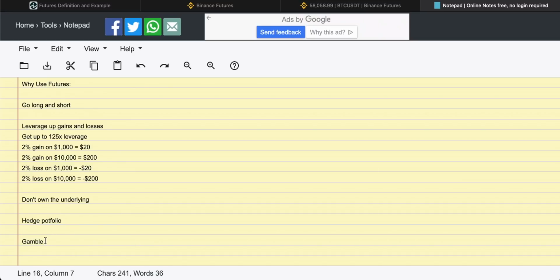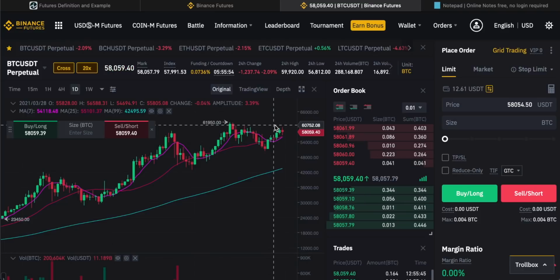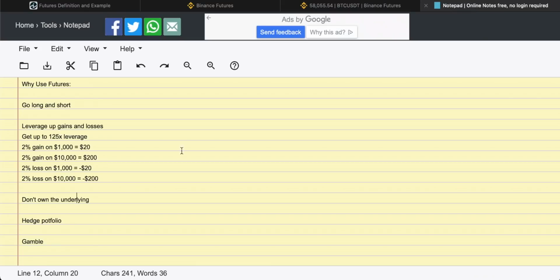And this one can't really be underestimated. A lot of people enjoy gambling and they just want to use a future to do so, because you can bet on the price going up and the price going down, and you don't have to actually hold Bitcoin. So a lot of people do gamble, and gambling is not investing. But if that's what you want to do, then obviously you can do that.